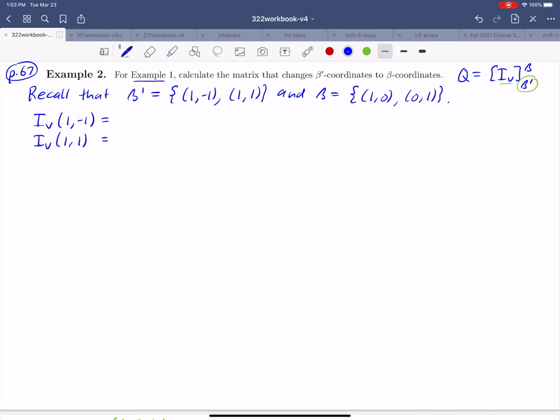Our next mission is to calculate the linear transformation, but since this is the identity transformation, we're going to get the same vector out that we plugged in. So I of (1, -1) is still (1, -1), and I of (1, 1) is still (1, 1). The idea then is to write those two outputs as a linear combination of the second basis, beta. So we're asking, how do we write (1, -1) as a linear combination of (1, 0) and (0, 1)? And then the same for (1, 1).